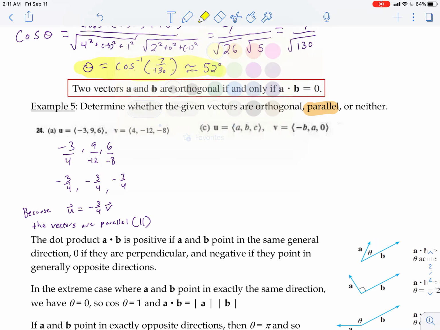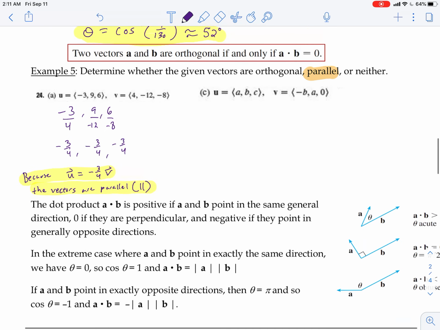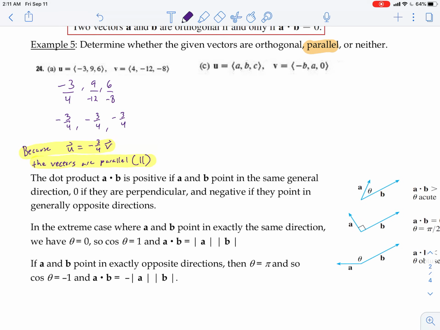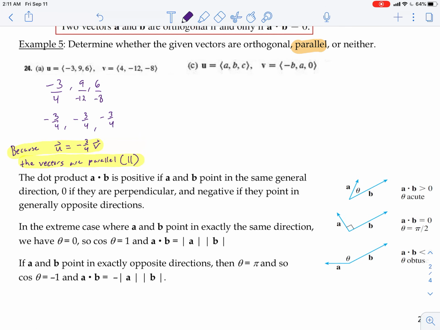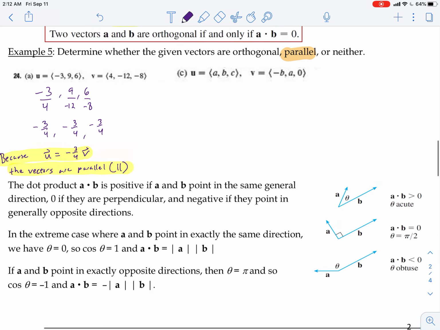All right, now there's other ways too. If you don't want to do that, you could do the dot product. But there's other ways, and we'll share that in a second. But the best way to tell if two vectors are parallel is if they're scalar multiples of one another.